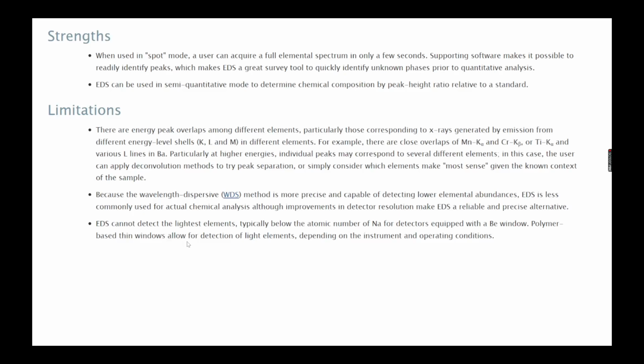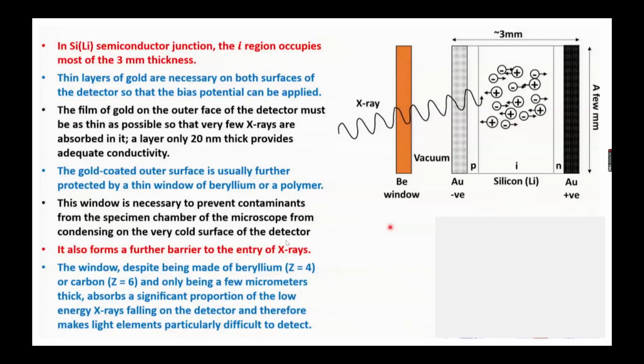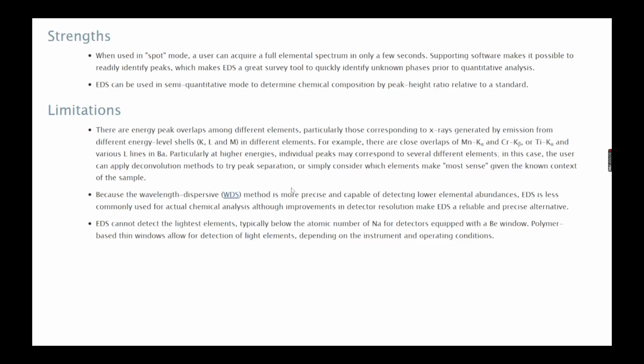Polymer-based thin windows allow the detection of light elements depending on the instrument and operating conditions. In the second-to-last slide we have seen that there is also the possibility of a thin window of beryllium or a polymer. But most of the EDS detectors are equipped with a beryllium window. So that's why we can't detect the lightest elements by using EDS.